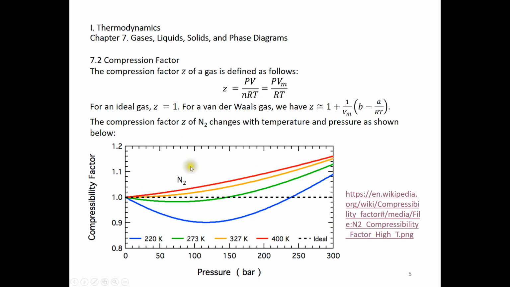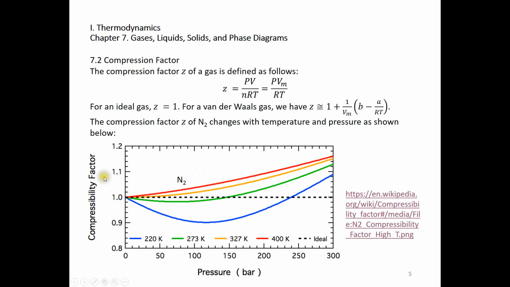And over here we have the compression factor Z of nitrogen gas versus pressure. So you can see there are 4 lines. They're at different temperatures: 220 Kelvin, 273 Kelvin, that's just 0 degrees Celsius, 327 Kelvin, which is roughly 54 degrees Celsius, and then 400 Kelvin, which is roughly 127 degrees Celsius.